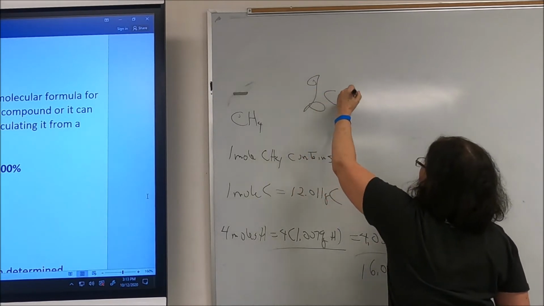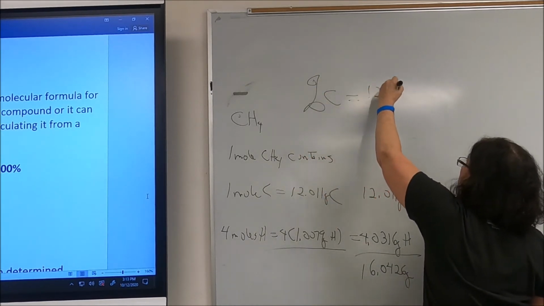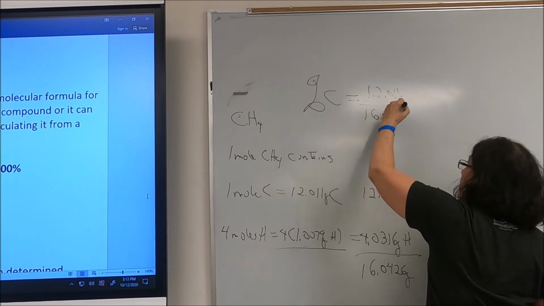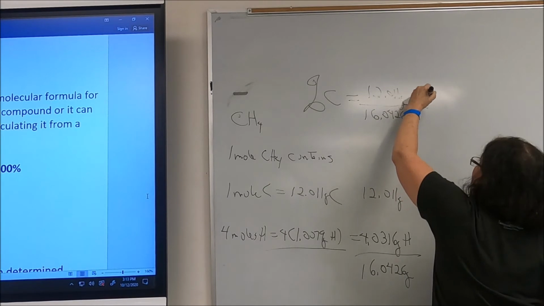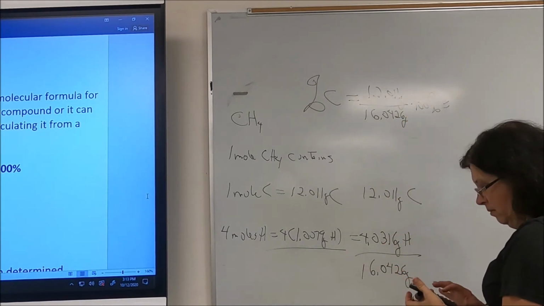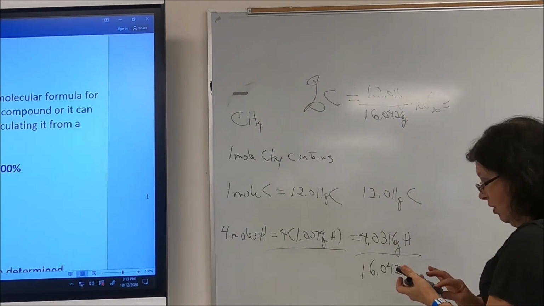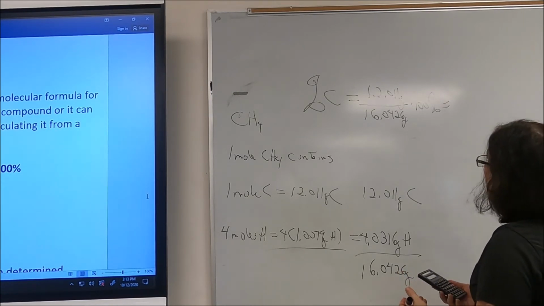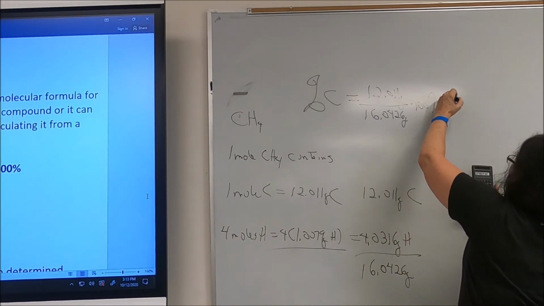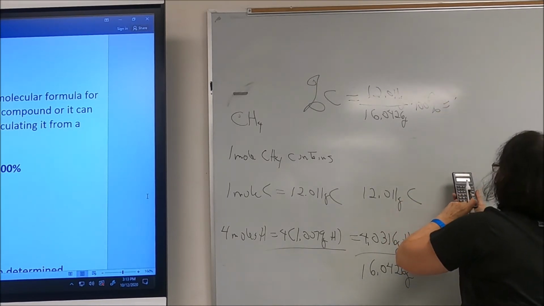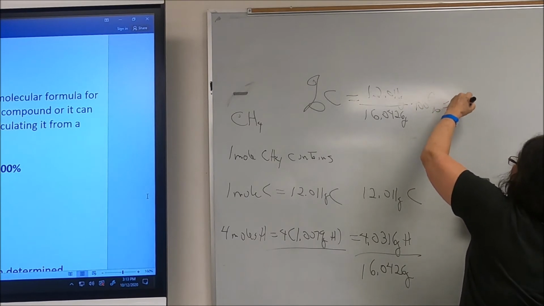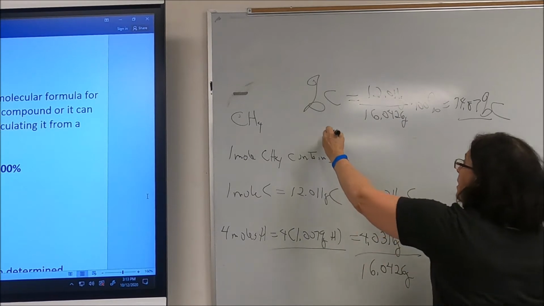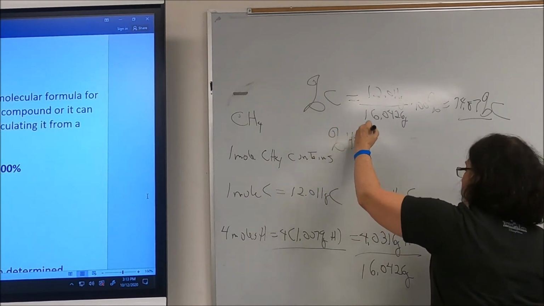So our percent carbon by mass would be 12.011 grams divided by 16.0426 grams times 100%. So 12.011 divided by 16.0426, times 100, would give me 74.87% carbon. Okay?